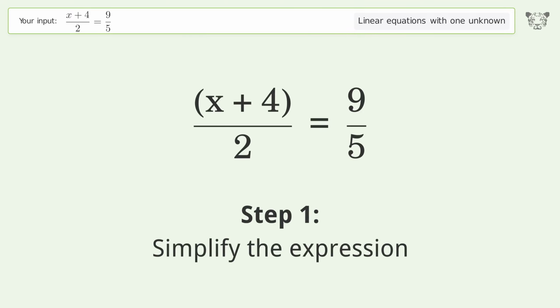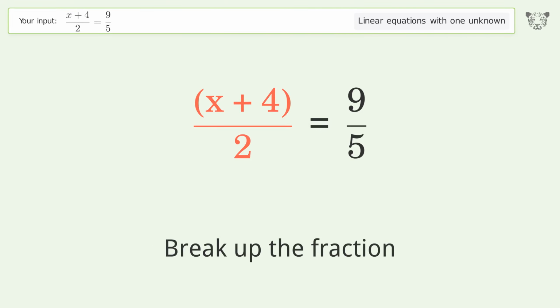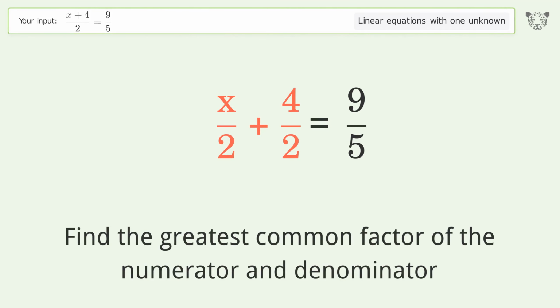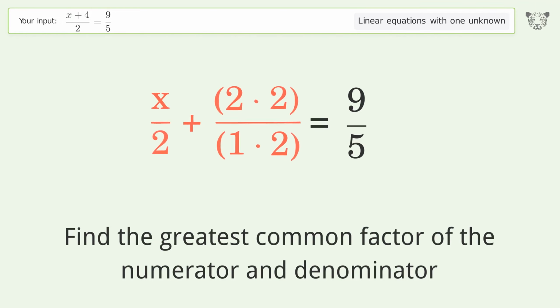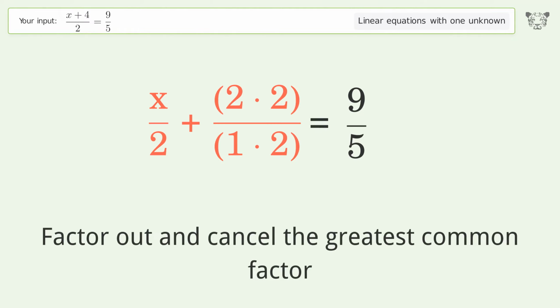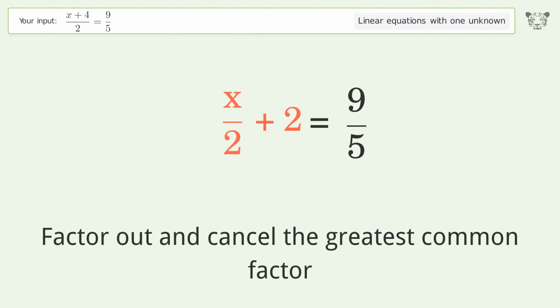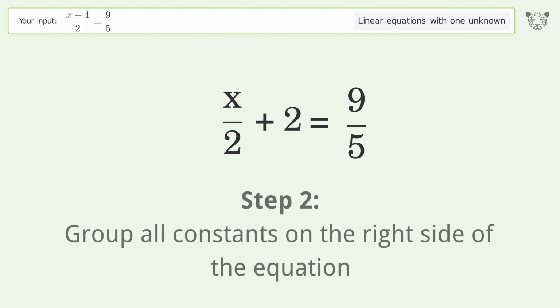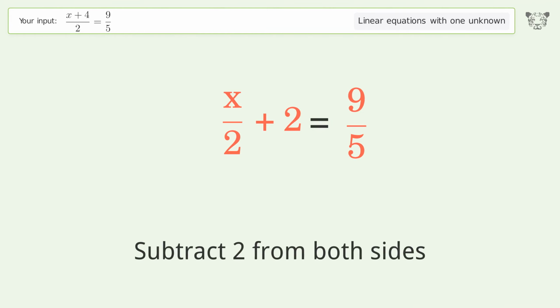Simplify the expression. Break up the fraction. Find the greatest common factor of the numerator and denominator. Factor out and cancel the greatest common factor. Group all constants on the right side of the equation. Subtract 2 from both sides.